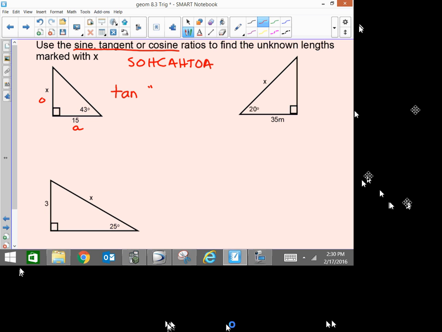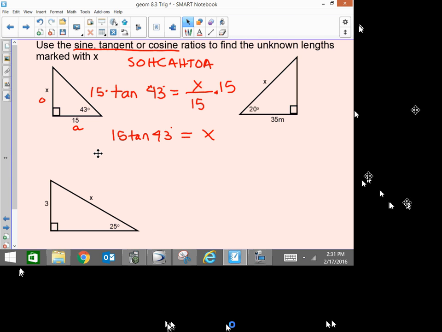Tangent of, what's the angle? 43 degrees equals x over 15. Okay? All right, now we're going to solve it for x. How do we solve for x? Like get x by itself. Well, technically, you're going to multiply each side by 15. So x equals 15 times tangent 43. Now you put that in your calculator, just like that.